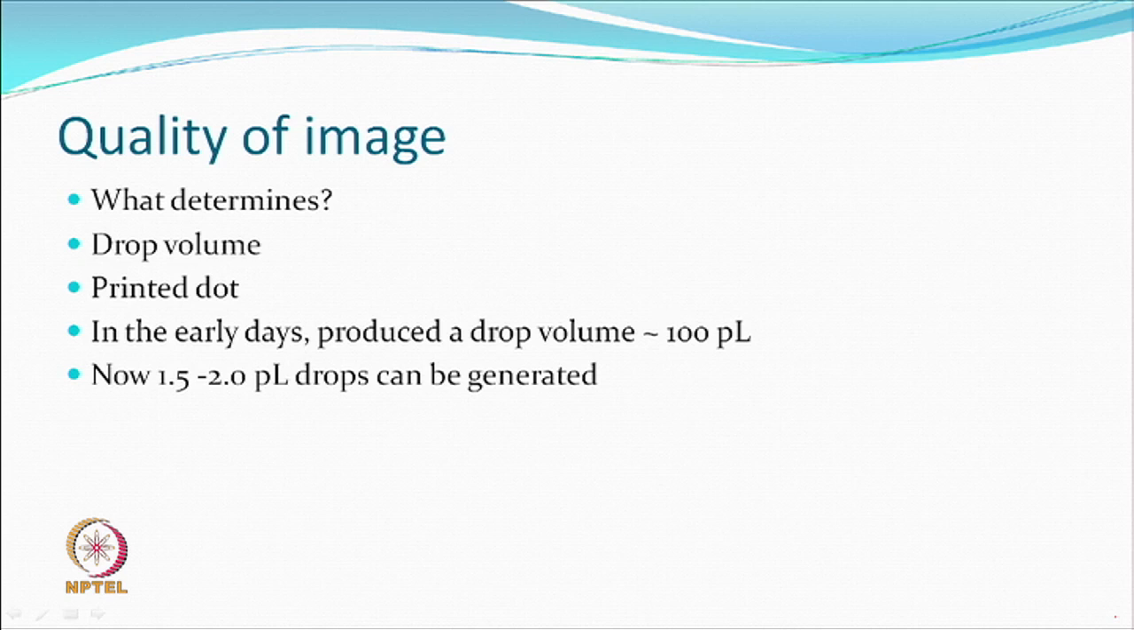In early days, we produced large volumes like 100 picoliters. Nowadays, it is possible to generate very small volumes of drops, which could be as little as 1.5 to 2 picoliters. That means we can become finer and finer. That control is available, and so quality of the image can be improved.